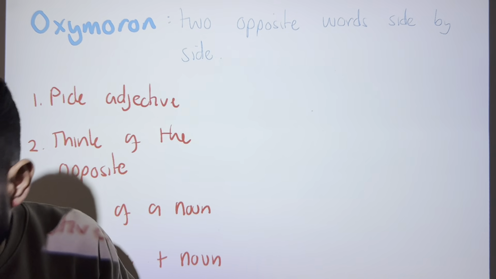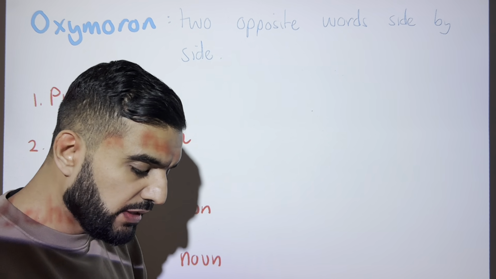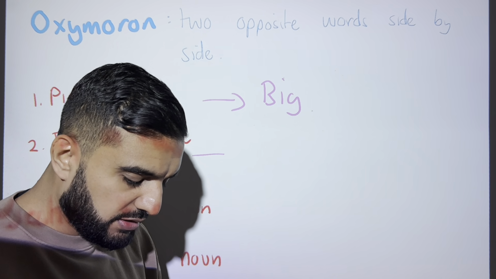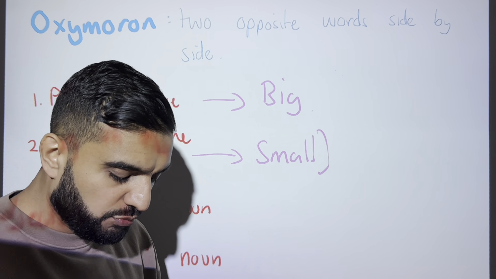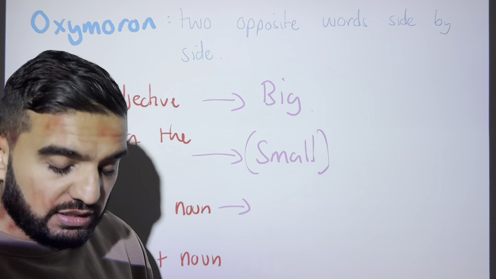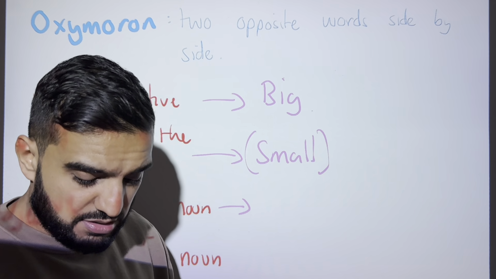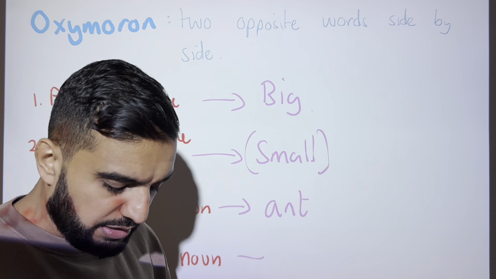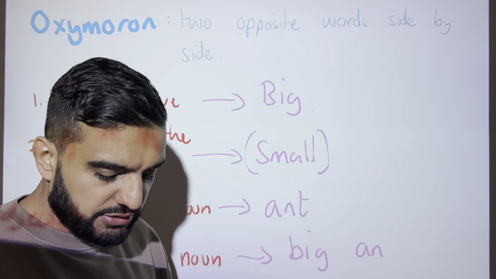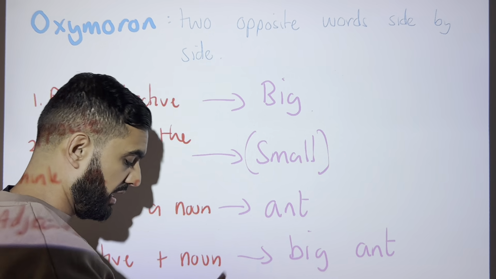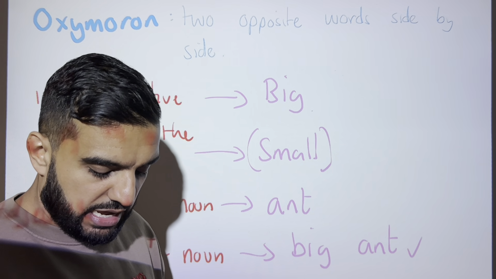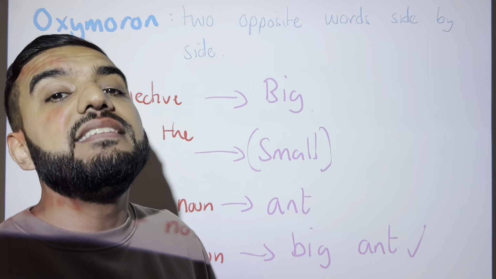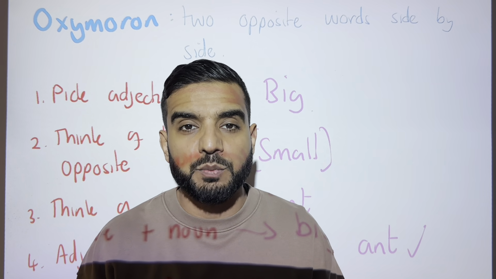So for example, if we do one more together, guys, let's say I do the adjective big. What's the opposite of big? The opposite of big is small. What is the name of something that is really, really small? I don't know, an ant. And then you simply put these words together, guys. The big ant. You put your adjective and your noun together, and you get your oxymoron. And that's it. Look how easy it is to create a high-level language device.